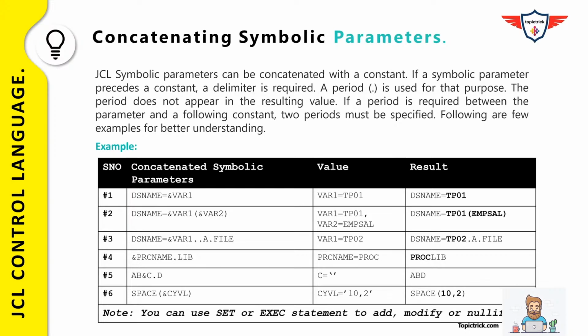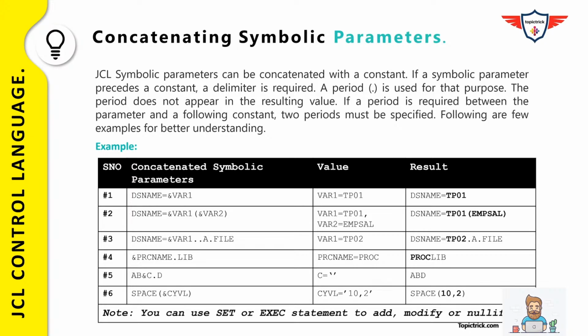In the second example, you have DSN followed by two symbolic parameters, that is VAR1 and VAR2. VAR2 is specified in parentheses, and I've assigned the values TP01 and EMPSAL. So the output is DSN equals TP01, and in parentheses it is EMPSAL. So in case you want to specify a member name, this is how you can concatenate two different symbolic parameters along with special characters to specify the PDS and its member name.